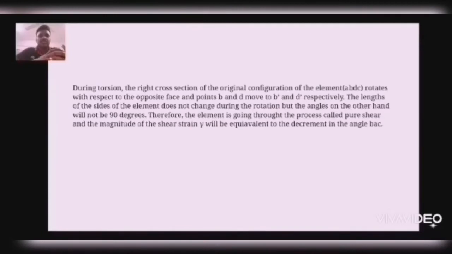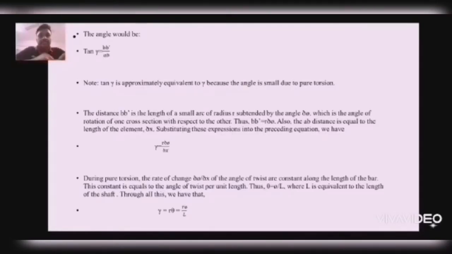During torsion, the right cross section of the original configuration of the element rotates with respect to the opposite face, and points B and D move to B prime and D prime respectively. The length of the side does not change, and the angles, on the other hand, will not be 90 degrees. Therefore, the element is going through a process called pure shear, and the magnitude of shear strain gamma will be equivalent to the decrement in the angle BAC. The angle would be given by the formula tan gamma equals B prime over AB. Note that tan gamma is approximately equivalent to gamma because the angle is small due to pure torsion.